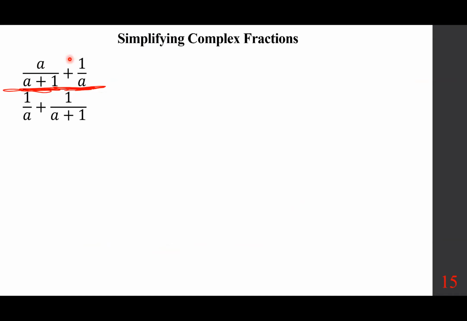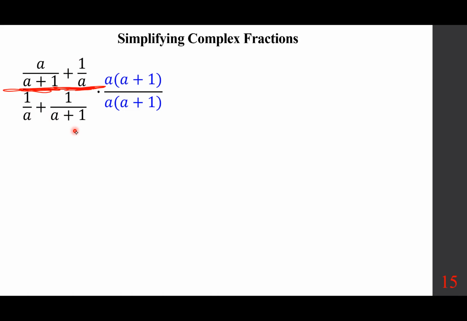So what do we do? We multiply the top and the bottom by the LCD. What is the LCD? A times A plus 1. I hope you see that. When I say LCD, you look at 1, 2, 3, 4 fractions. So you multiply by the LCD for all 4 fractions, which is A times A plus 1.